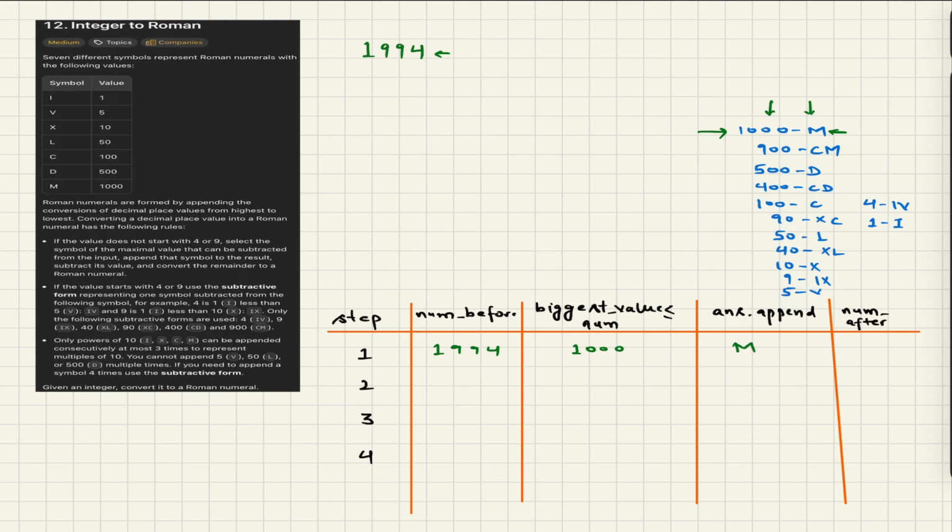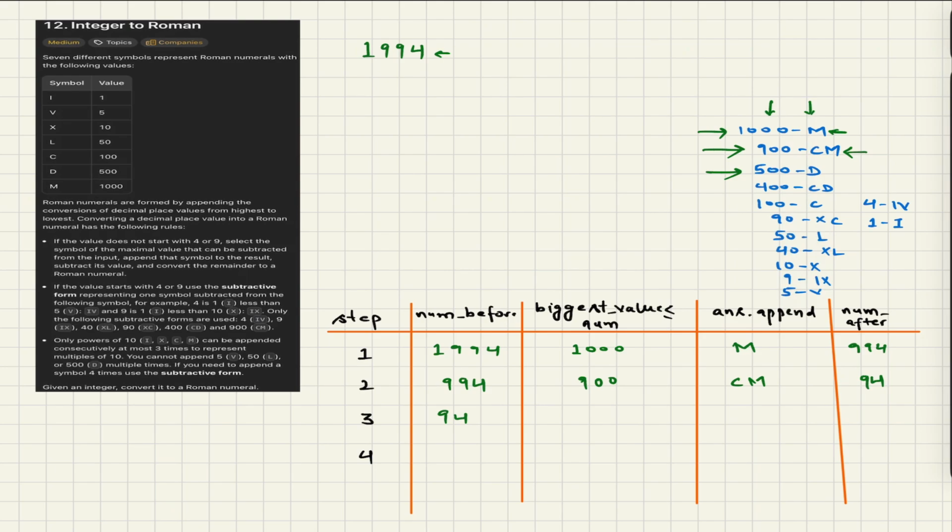Because I have already accounted for 1000, 1994 minus 1000 is nothing but 994. Now my number is 994. I'm obviously going to move to the next one. Is my 900 less than number? Yes, it is. Then I'm going to append my answer with this value, and then again subtract. So 994 minus 900 is nothing but 94. My number becomes 94. I move forward.